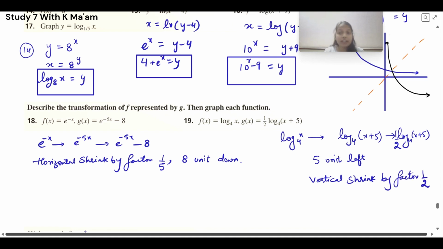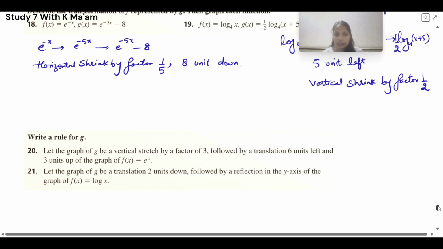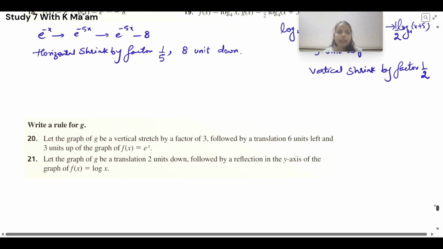If you still have a doubt in the transformation, you can watch the previous video where we have covered the transformation of exponential and logarithmic functions. Okay? Next, we have to write a rule for a function g.